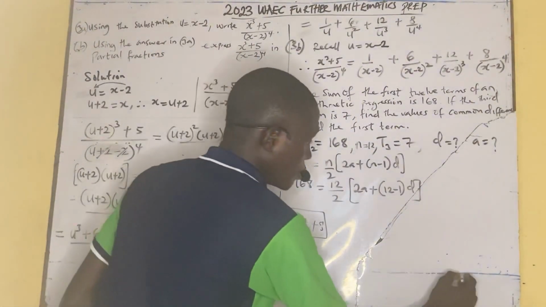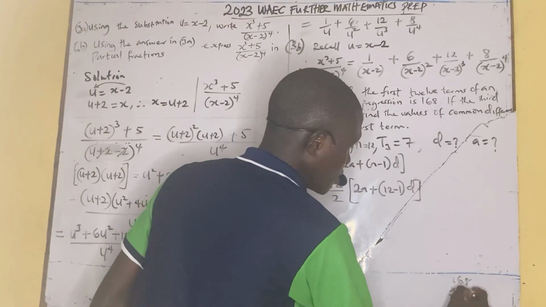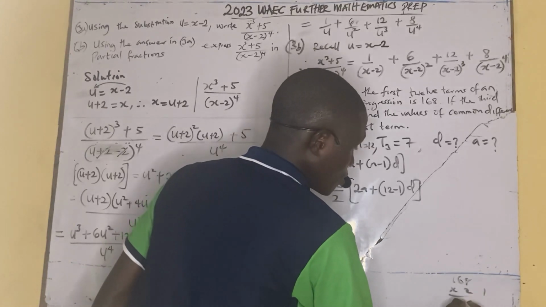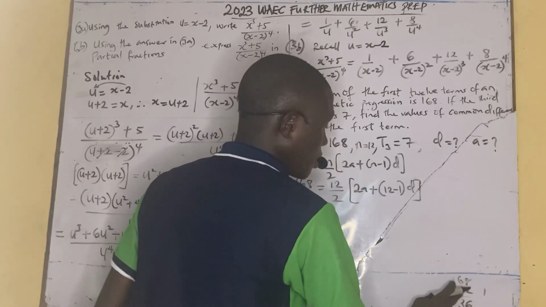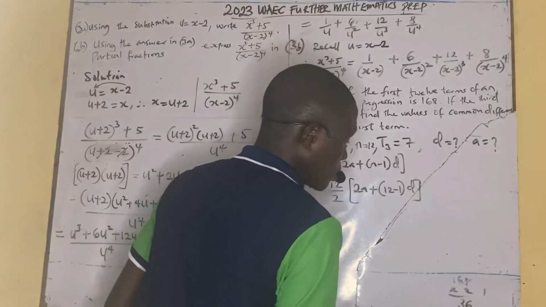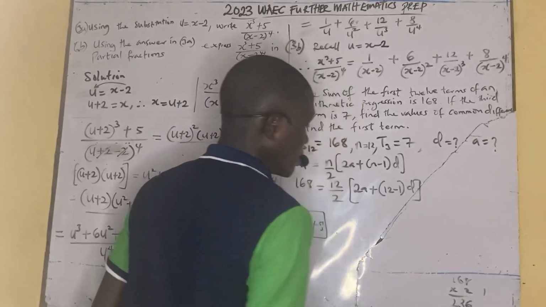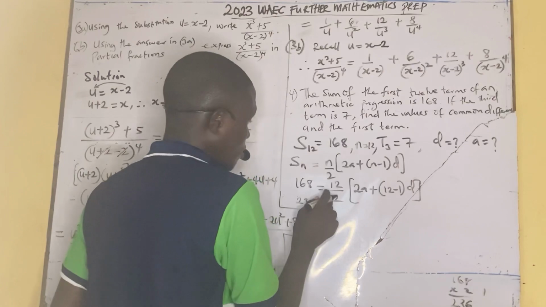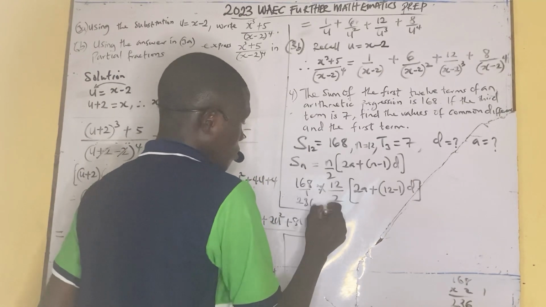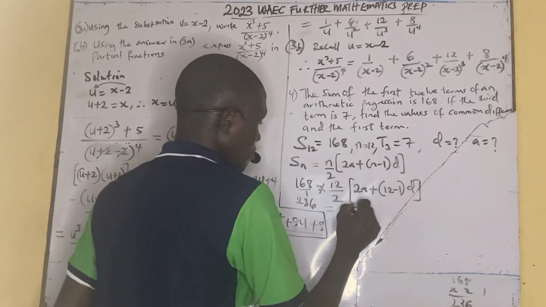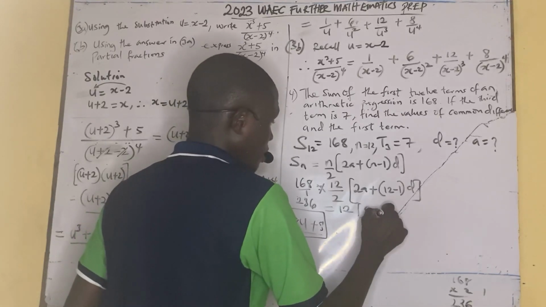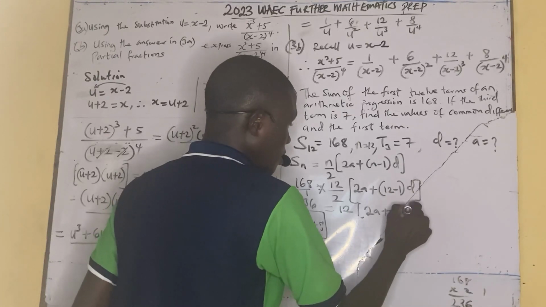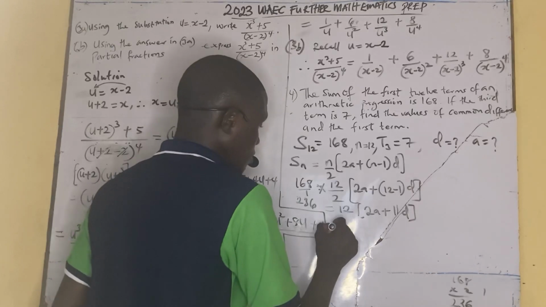So 168, you can easily cross multiply here. 168 times 2 will give you 336. I've already cross multiplied it. So we have 336 equal to 12 into bracket 2a plus 12 minus 1, which will be 11d, in the bracket.